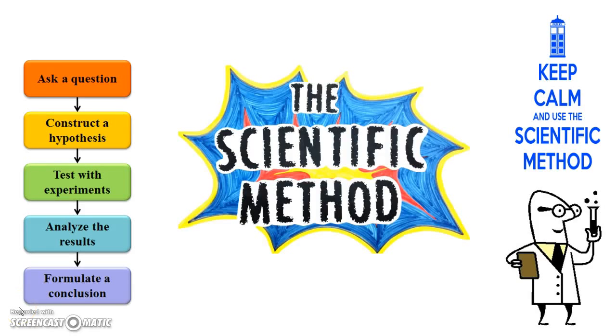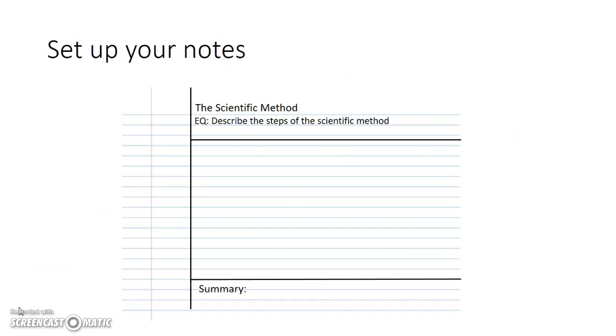Okay, so today we're going to talk about the scientific method. First thing we want to do is set up your notes. So make sure you have your lines, one down the left, and then the two, one slightly below the top, and one 5 or 6 lines from the bottom. Your title for this is going to be the scientific method. And your essential question, which you haven't done before, is describe the steps of the scientific method.